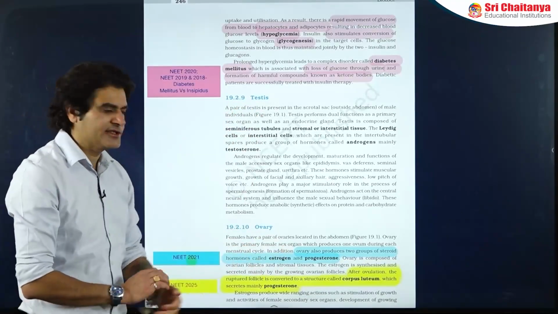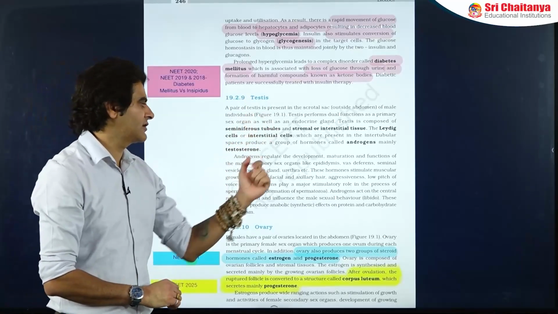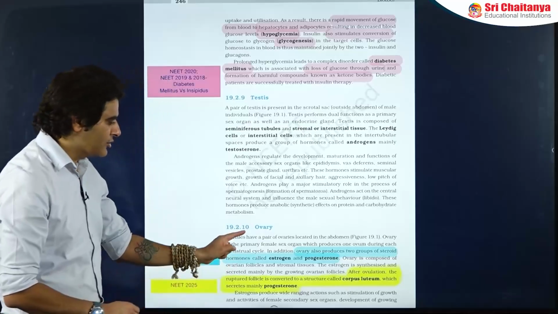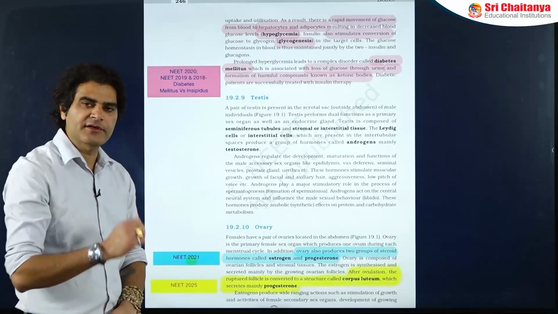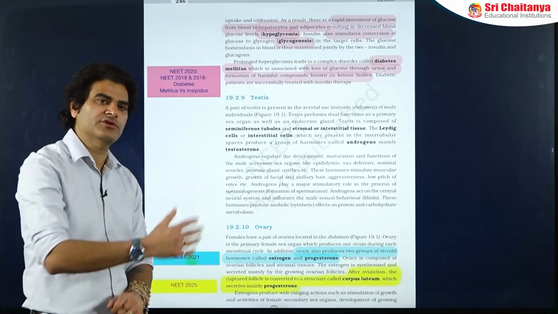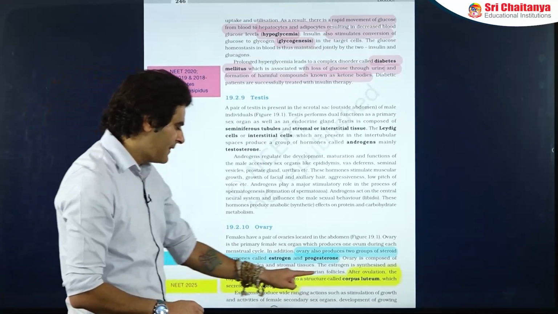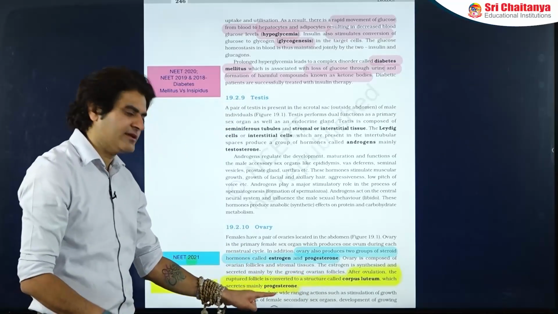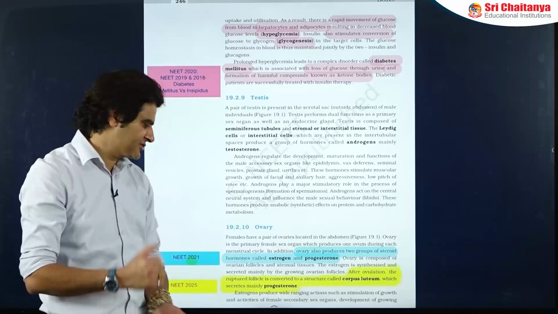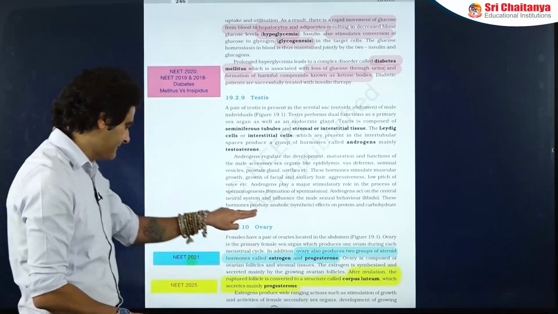Gonads, testis and ovary: we have discussed them in detail in the reproductive system also. Testes have Leydig cells, which are the source of androgen, that is testosterone. Ovaries have developing ovarian follicles that produce estrogen, and then the corpus luteum, post ovulation, produces estrogen as well as progesterone. So the corpus luteum is the source of progesterone, the question we just saw, the very first question in NEET 2025. Who is the source of progesterone? Corpus luteum. Who is the source of relaxin? Ovary.